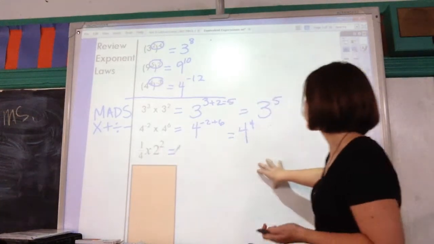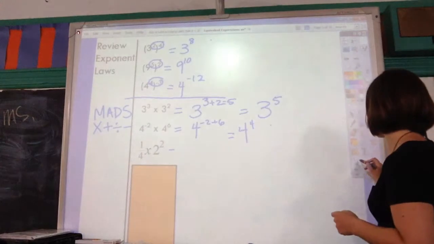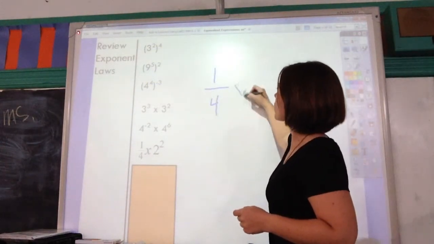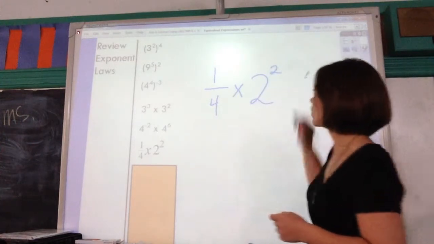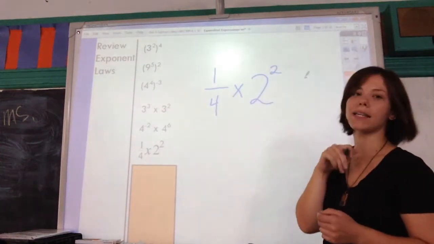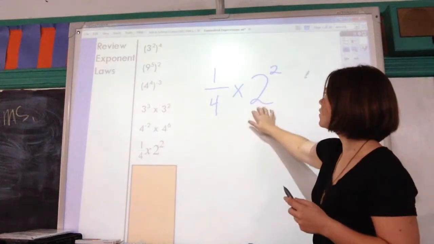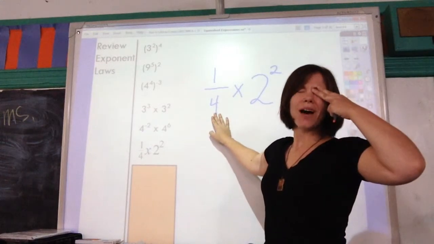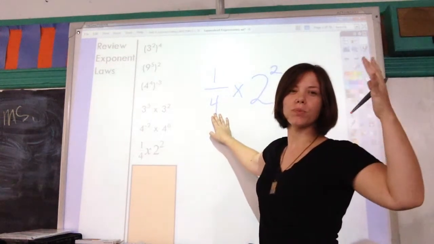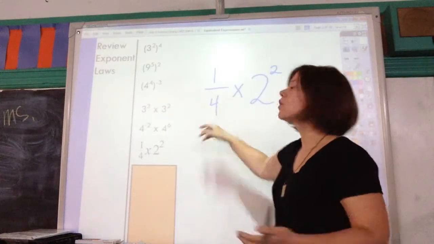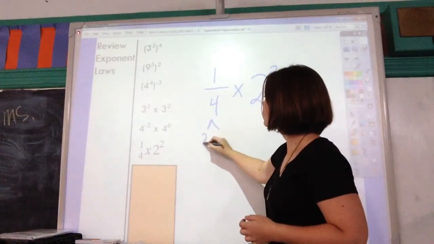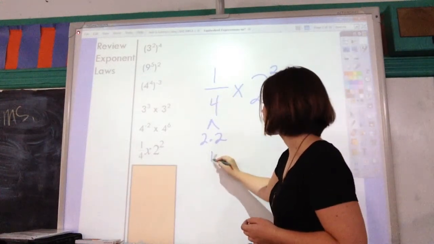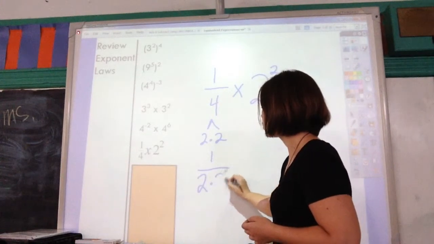I'm going to pull this whole thing out and move it over here so that I actually have a lot more space to deal with this problem because this one's super important. 1/4 times 2 squared. Okay, I can see that the base I'm working with is 2 because I have that here. I need to think, how can I break this 4 down using multiplication into 2's? Well, 2 times 2 is 4, so 1 over 4 is the same thing as 1 over 2 times 2.